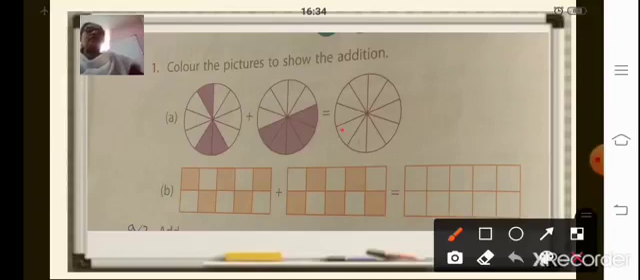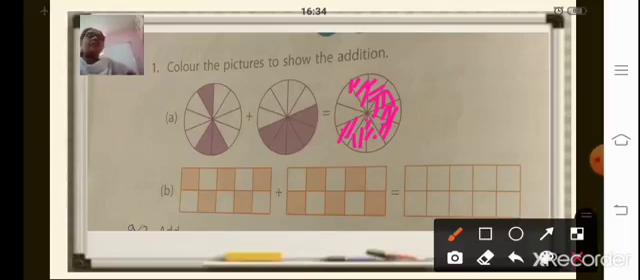I'll just show you how to color. You can color a total of 8 parts: 1, 2, 3, 4, 5, 6, 7 and 8. So out of a total of 10 equal parts, 8 parts are colored.